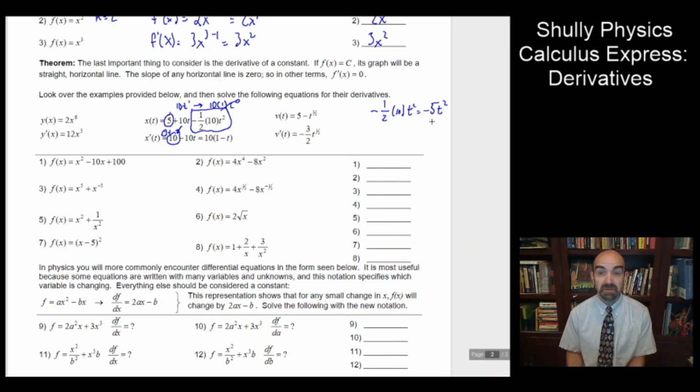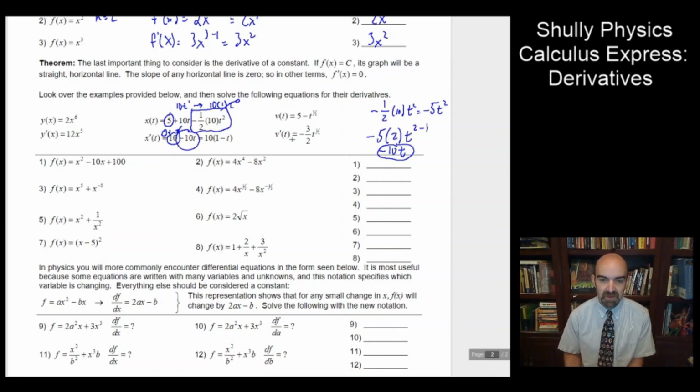Now if we take the derivative of that, we're going to keep the coefficient out front of negative 5, multiply by n, t to the n minus 1. See, it's just a practice thing. Once you get used to it and practice it a bunch, then it just starts to become old hat. So after this, negative 5 times 2 is negative 10 t to the first power. So we get that negative 10t term out of that, minus 10t.